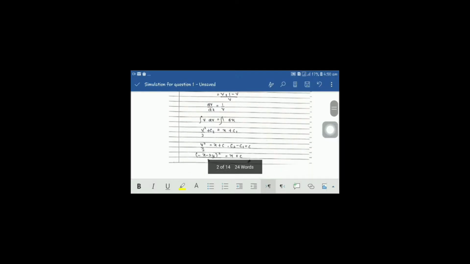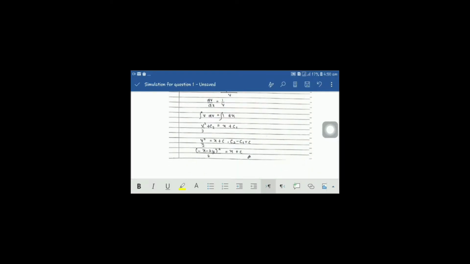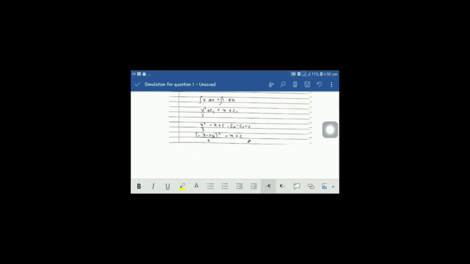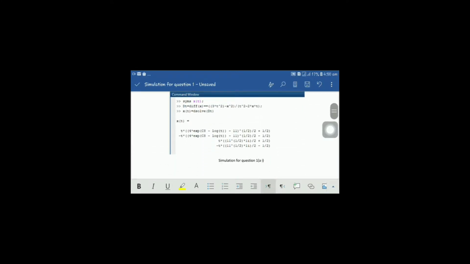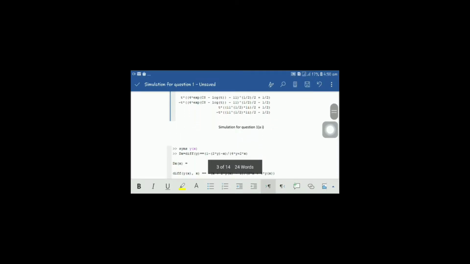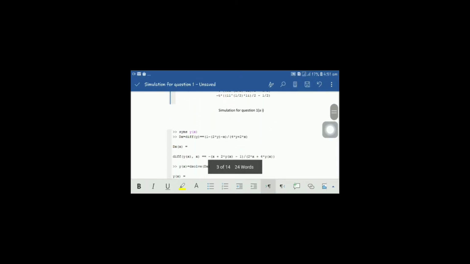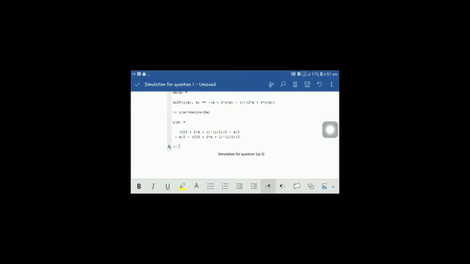So we want dy over dx, which gives dv over dx plus 1 over negative 2. We apply the method of separation and get (negative x minus 2y) over 2 equals x plus c, where c is a constant. This is the simulation. We use MATLAB: this is the simulation for question 1 A1 and this is the simulation for question 1 A2.